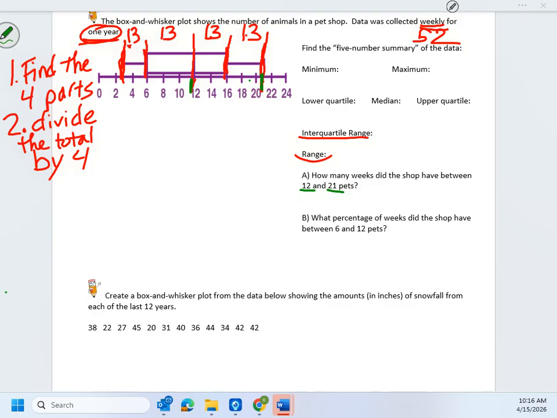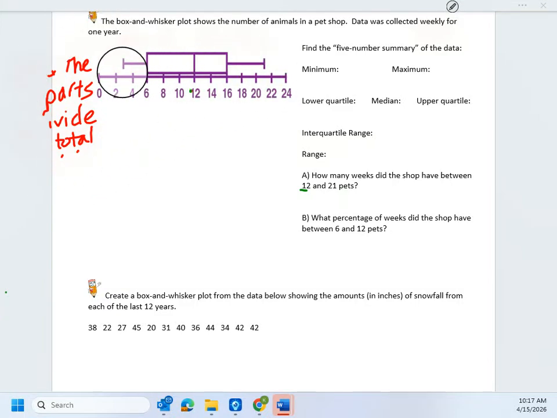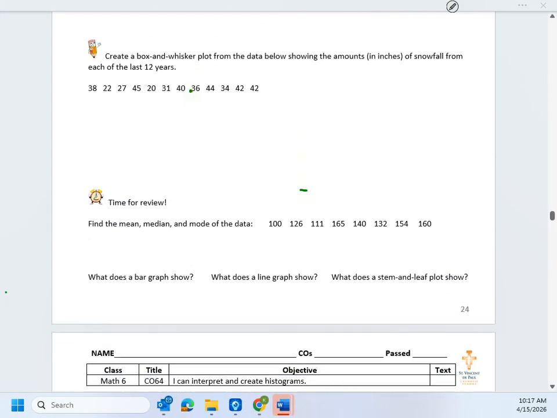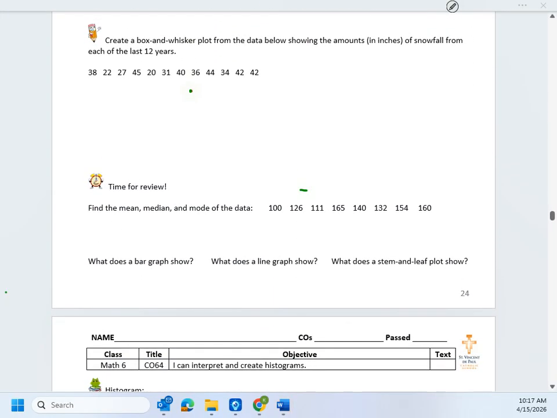So I want you to fill in all of those answers. Okay, I walked us through how to find the answers. You're going to write down the answers. On the bottom, you're going to create your own box and whisker plot. So we know what that box and whisker plot looks like. What do you think our first step needs to be to create our own?